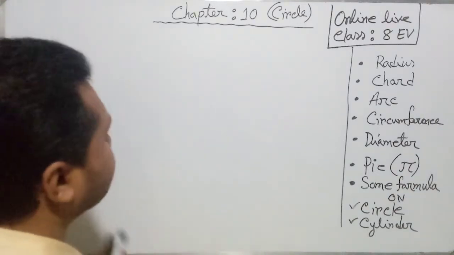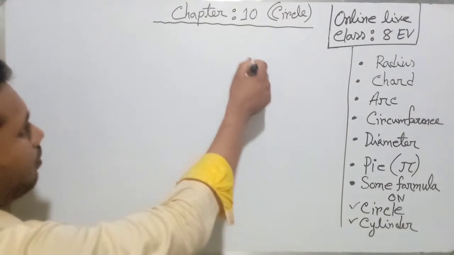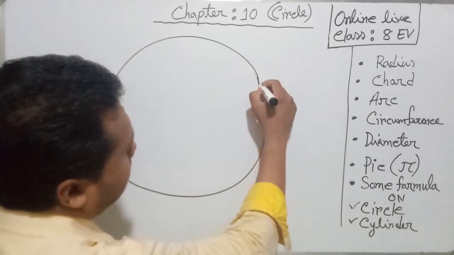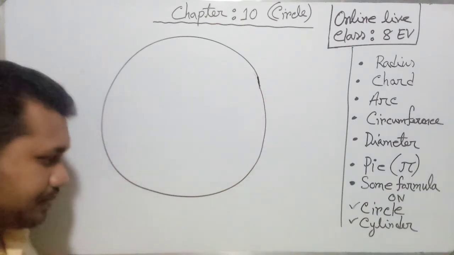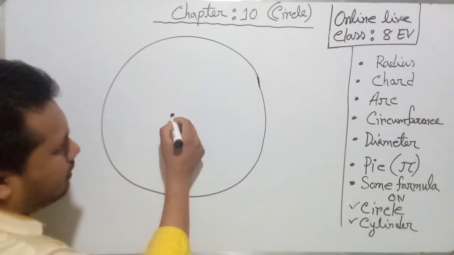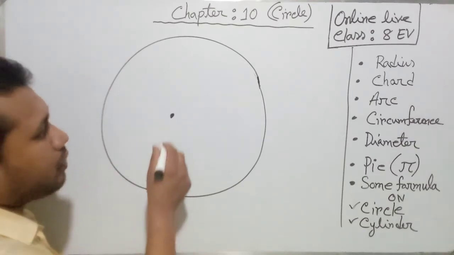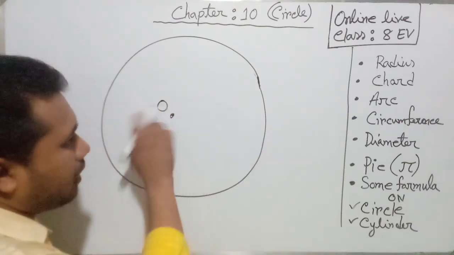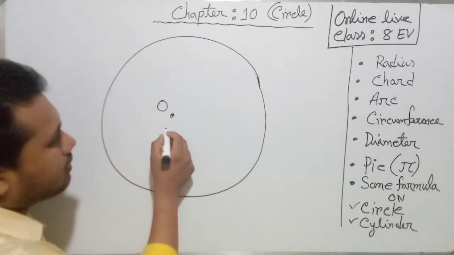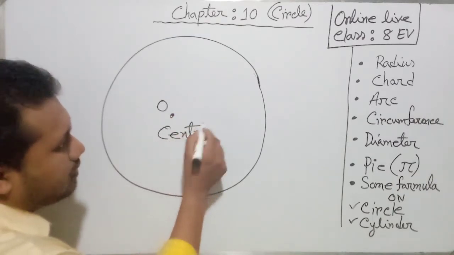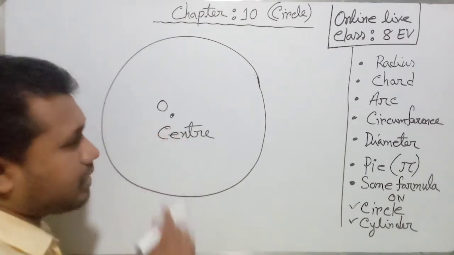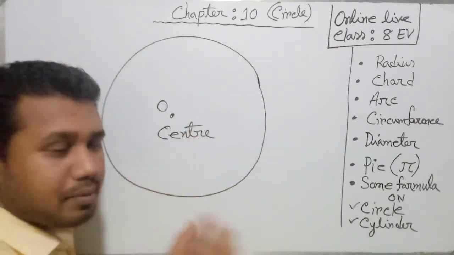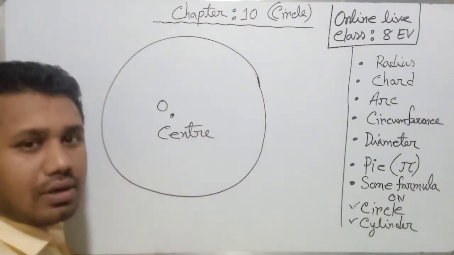At first, we'll draw a circle. Suppose this is a circle. Now dear students, this is a point. Suppose we say this is O, or you can use any other letter, no problem. This point is called the center. And this whole part is called the circle. Remember, this whole part is called the circle.